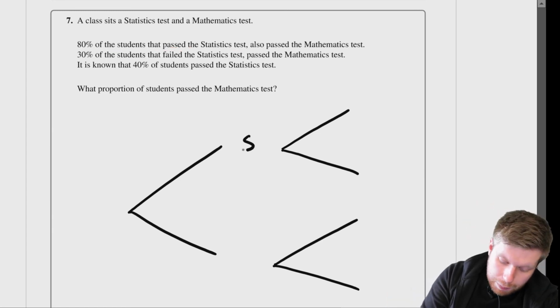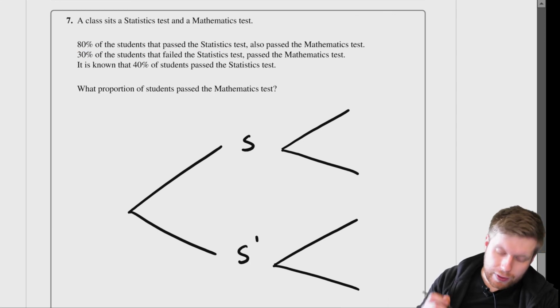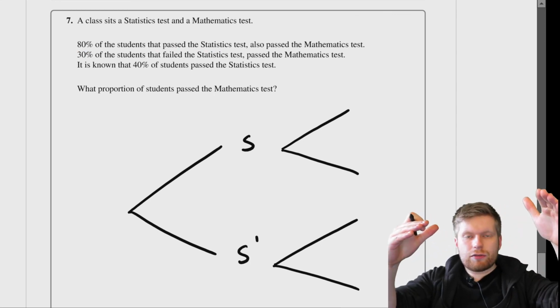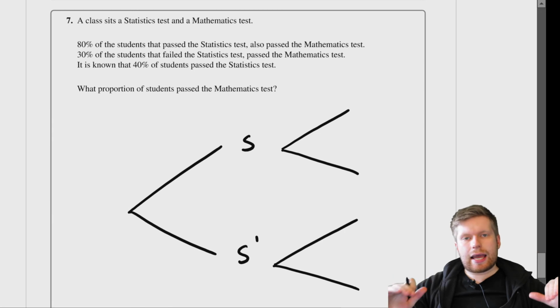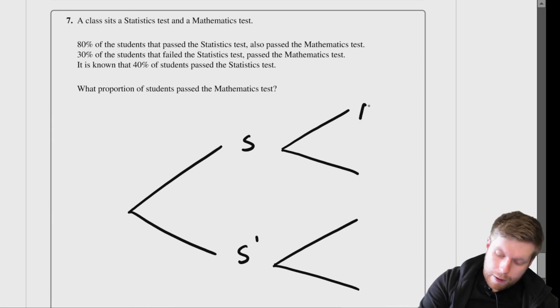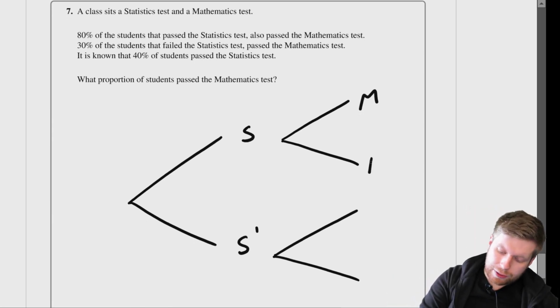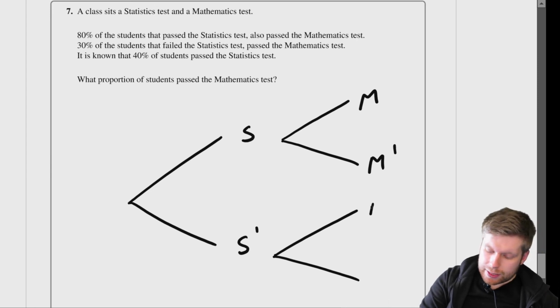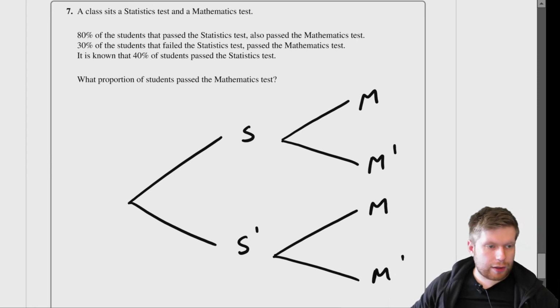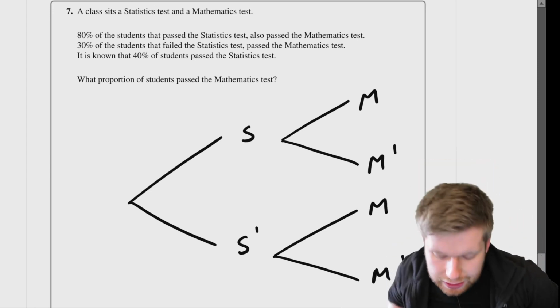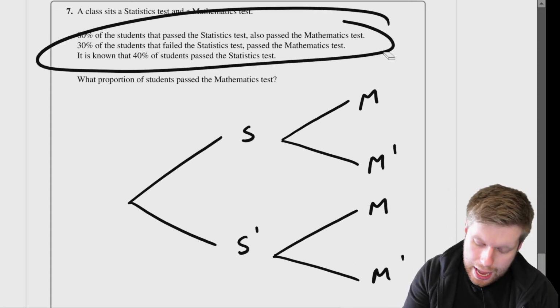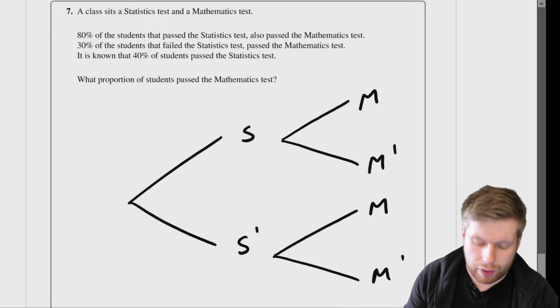Okay, so I'm going to say this is passing the statistics test and this is failing the statistics test. I'm going to say S for passing the statistics test and S dash for failing the statistics test. Then likewise, M is going to be passing the maths test, M dash is going to be failing the maths test, and the same thing down here. Okay, fantastic. So now it's just a case of sticking this information from the question into the tree diagram.